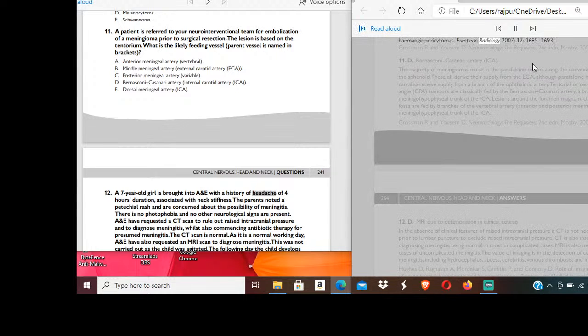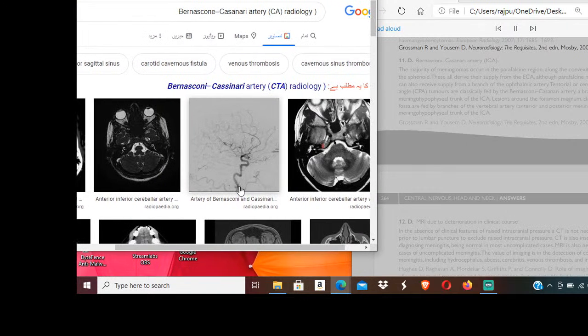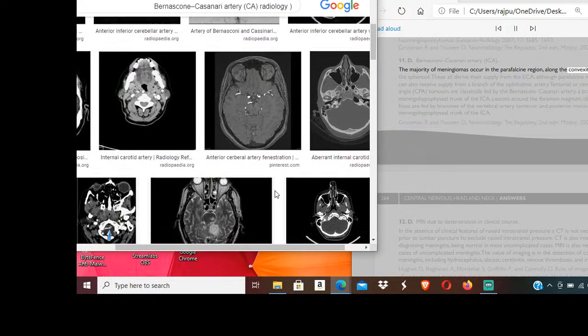Hemangiopericytomas. European Radiology 2007, 17, 1685-1693. Grossman R, Newsom D. Neuroradiology, The Requisites, 2nd ed., Mosby, 2003, 99-105. 11. D. Bernasconi-Cassinari artery, ICA. The majority of meningiomas occur in the parafalcine region, along the convexity, or around the sphenoid.